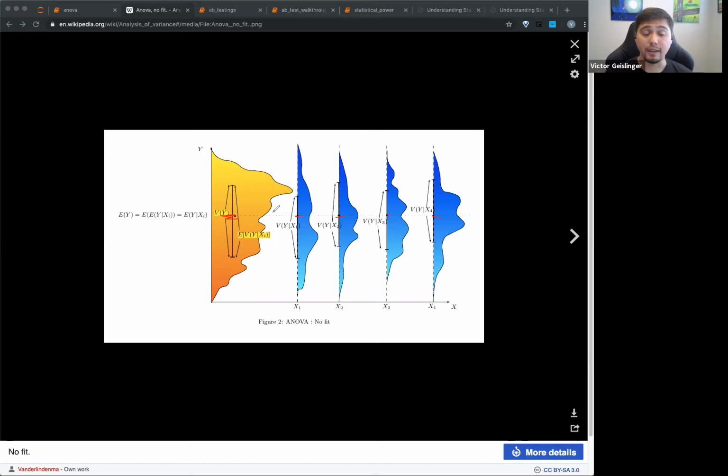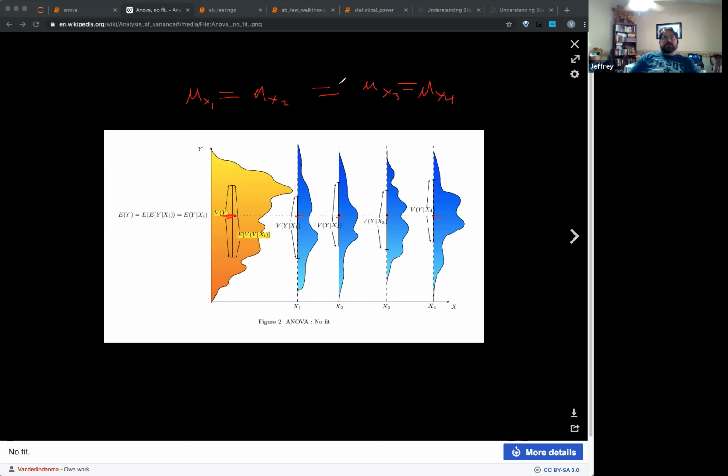Note that Anova and the F-test don't tell you directly where the biggest difference is. It just says, is there a difference or not? Your null hypothesis is that the mean of X1, the mean of X2, the mean of X3, and the mean of X4 are all equal to each other. So our alternative, does anyone guess what the alternative is?